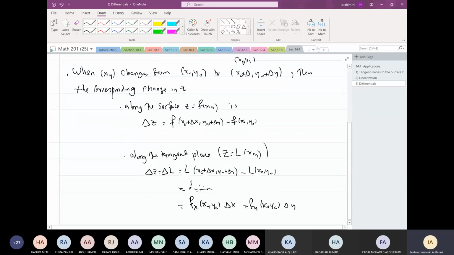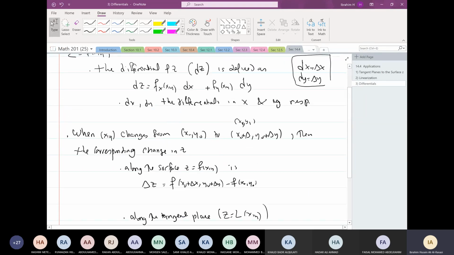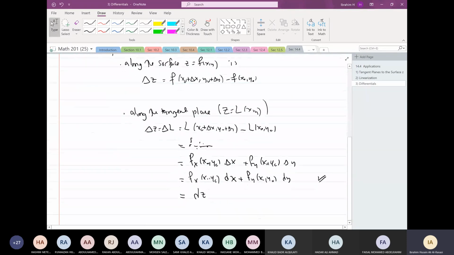So here, delta x, I can write it as f sub x at x0, y0, dx plus f sub y at x0, y0, dy. But what is this? This is the differential, dz. If you compare the definition, this is the definition. So the whole thing here is dz, the differential at x0, y0, evaluated at x0, y0.